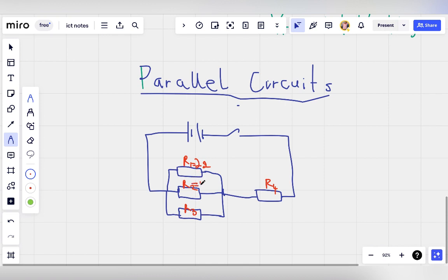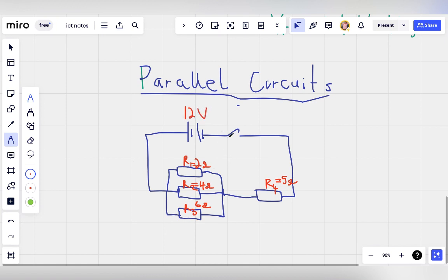Let's say this is 4 ohms, this is 4 ohms, and this is 6 ohms. Let's say this is 5 ohms, and this is 5 ohms. The question is to find the total. Let's say this is a 12 volt battery.